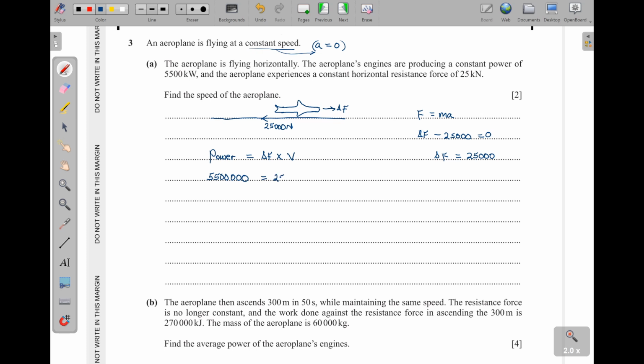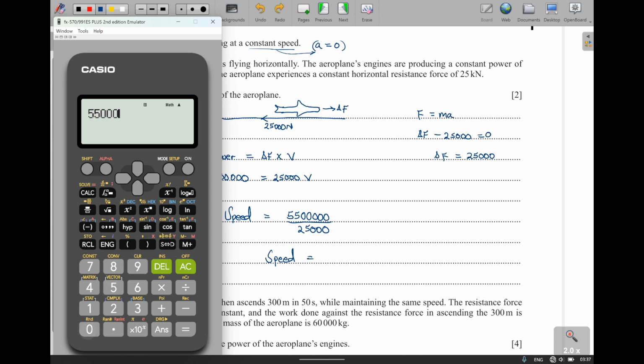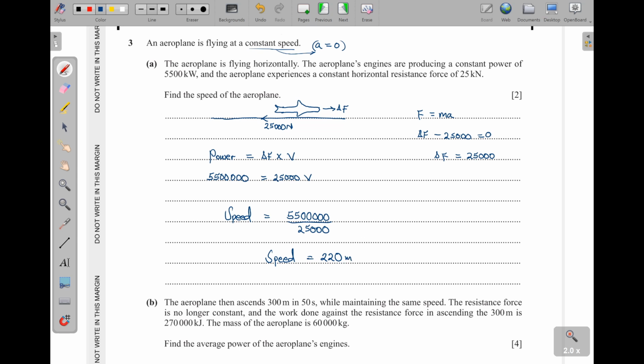So we shall have 25000 here times the velocity or the speed that we are looking for. So meaning this constant speed is going to be equal to 5500000 divided by 25000. So what do we get here as our constant speed? 5500, then add the 3 zeros, divide by 25, and then the 3 zeros. That is 220. So 220 meters per second. That is that.